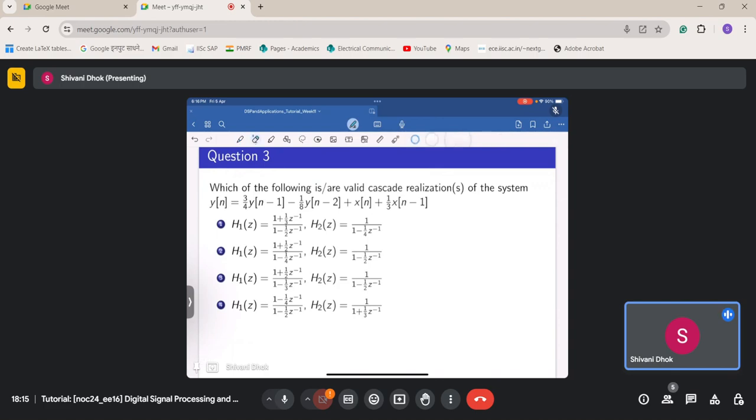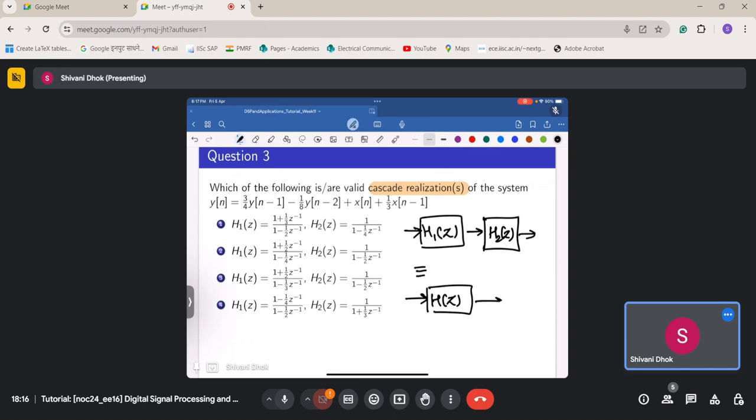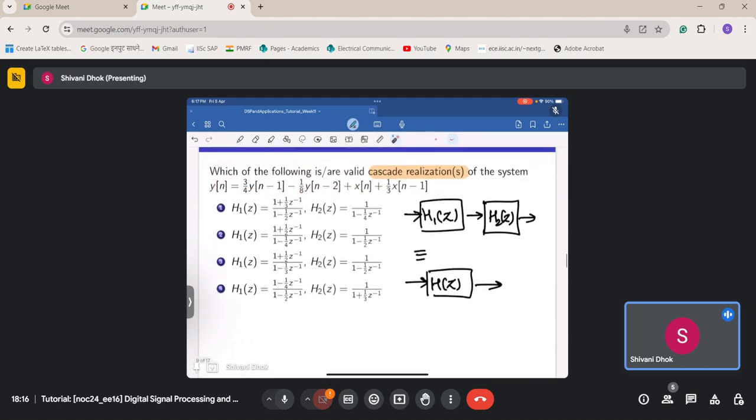It says, which of the following is a valid cascade realization of the system whose difference equation is given here. And for cascade, what they are doing is they are considering two systems, h1 of z and h2 of z, connected in cascade, and these should be equivalent to h of z, which will be the transfer function of the given system here.